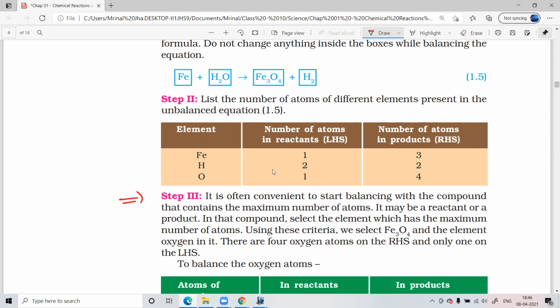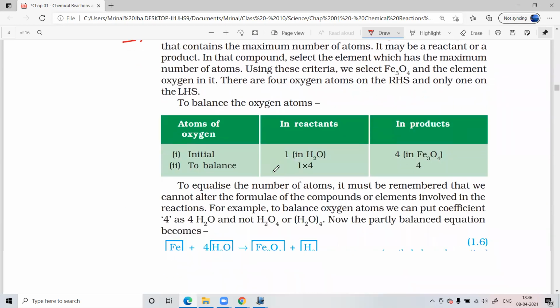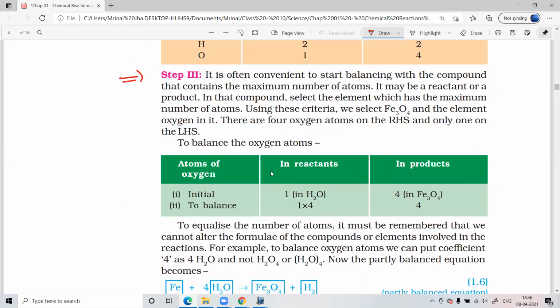I think everyone is clear how to do this, no? Second step, everyone knows how to do. Let's move on to the third one. Go ahead, Tanushri, read this third one. It is often convenient to start balancing with the compound that contains the maximum number of atoms. It may be a reactant or a product.